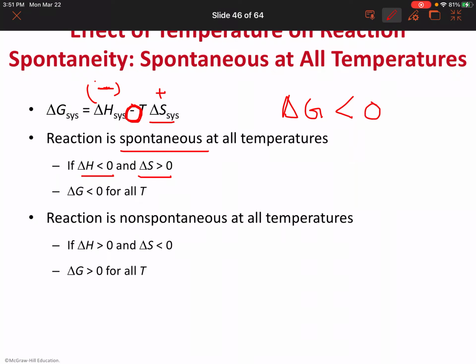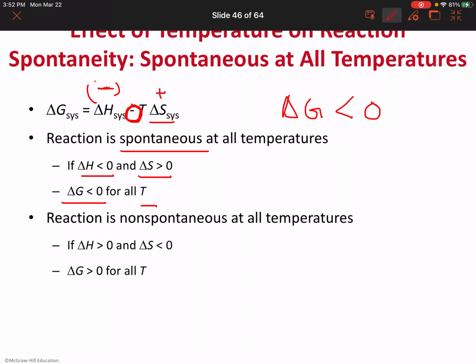So the reaction is spontaneous at all temperatures if delta H is negative and delta S is positive. That will make delta G negative, meaning less than 0, for all temperatures. The reaction would be non-spontaneous at all temperatures if these conditions are met.